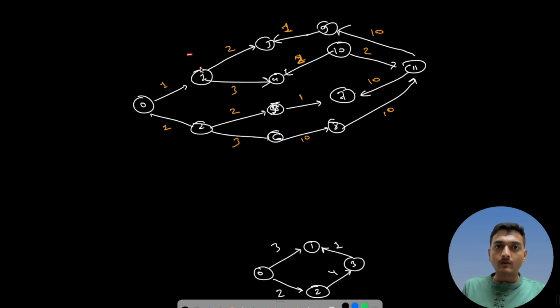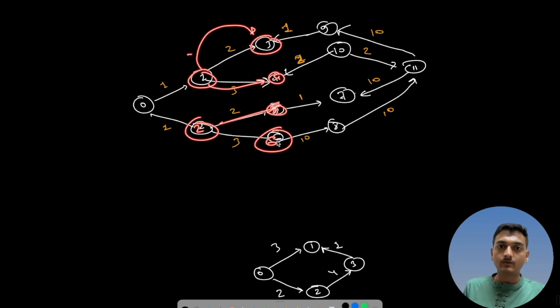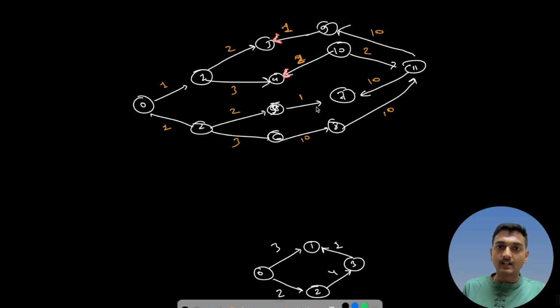Super. So from here I can move to 3. From this one I can move to 4. From this 2 I can move to 5, or I can move to 6. Okay, so I am in this range. Now I can see that in this range I have these reversed edges, and I have these forward moving edges.